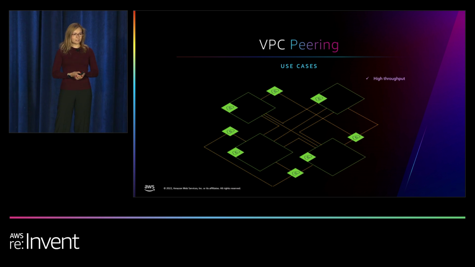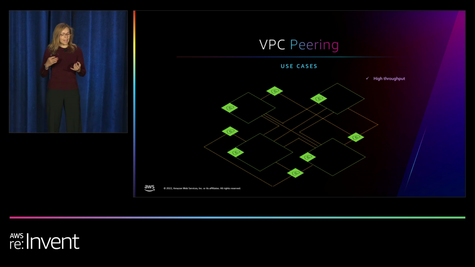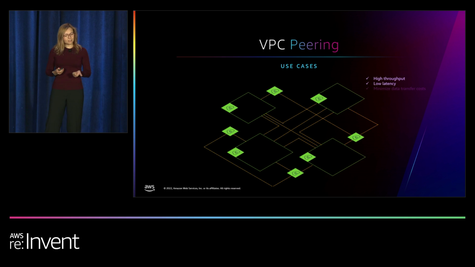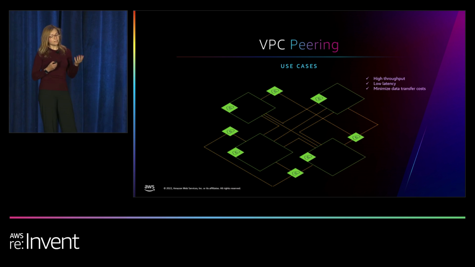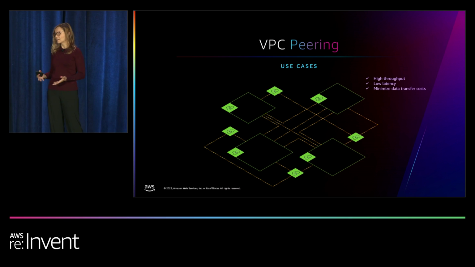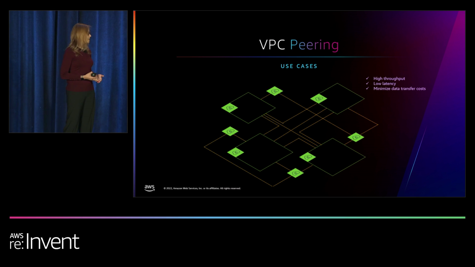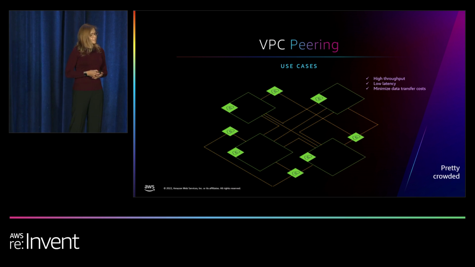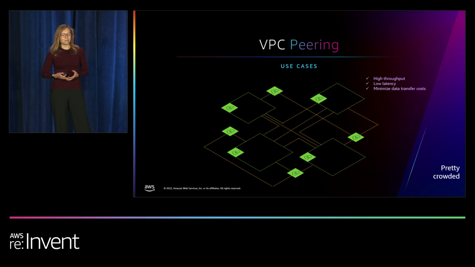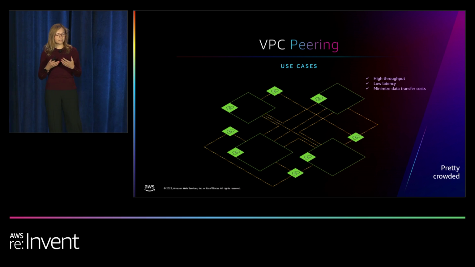Some of the use cases for VPC peering, which doesn't go away, right, with the addition of new connectivity constructs, is high throughput connectivity, low latency, and the minimization of data transfer costs, right? You know that inside the same availability zone across VPC peering, the cost is 0 for data transfer. As I was saying, this is becoming pretty crowded. If we increase the number of VPCs that we deploy, VPC peering is no longer scalable.